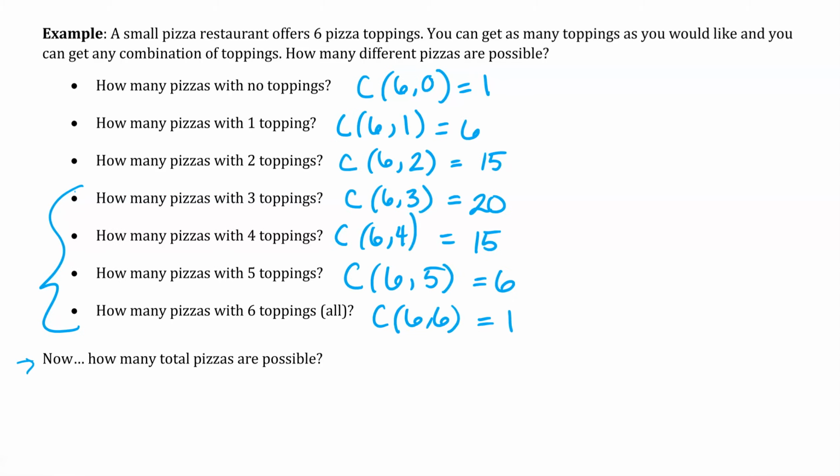I got that there were 20 pizzas possible that have 3 toppings on them. There were 15 pizzas that have 4 toppings. There were 6 pizzas that have 5 toppings, and there's just 1 pizza that has all of them, so that makes sense. You may see this pattern: no toppings and all toppings is 1. 1 topping and 5 toppings both have 6. 2 toppings and 4 toppings both have 15. And then 3 toppings has 20. Do you see that pattern there?